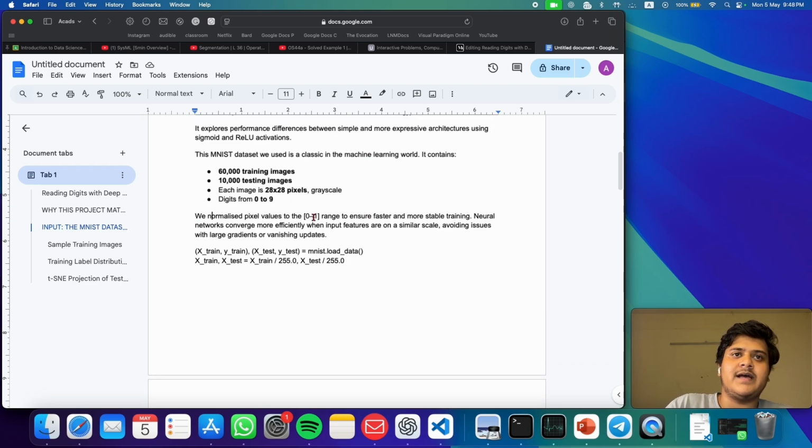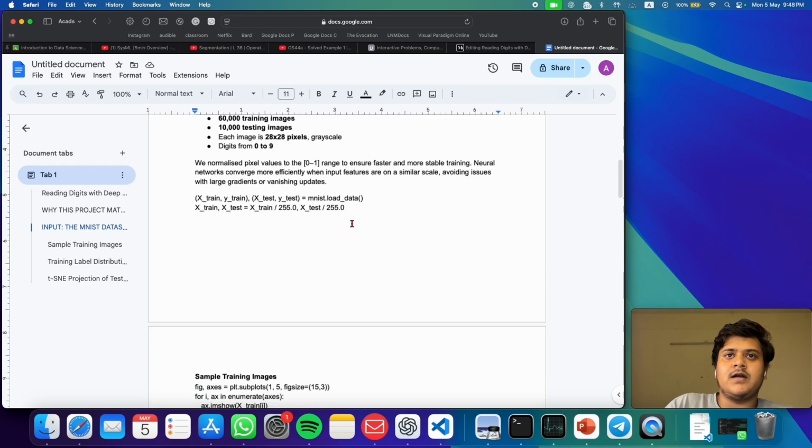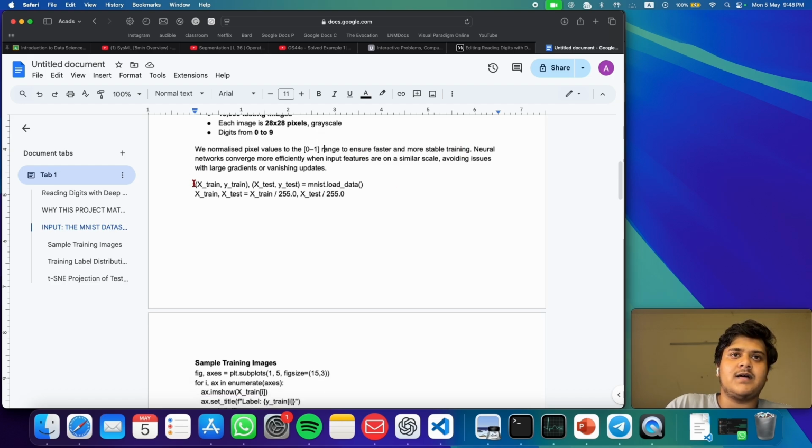So to fix this issue, we normalized the pixel values to a range of 0 to 1 to ensure faster and more stable training. So this is where we loaded the data and divided it by 255, which is the max limit of intensity of images lighting up.